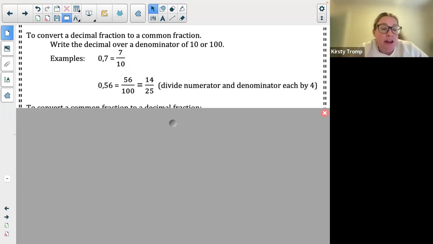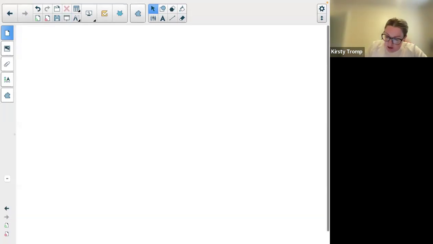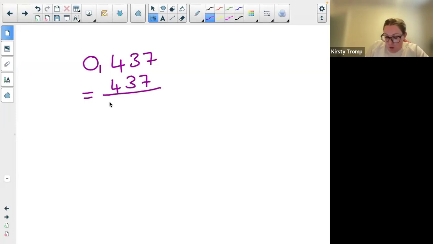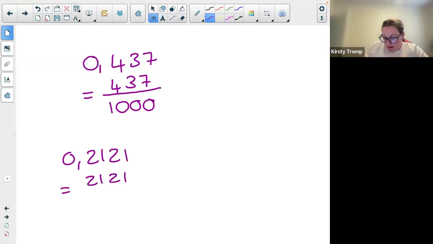Okay, Lorena's saying, how about 3 decimals? So Lorena, Mateo's already answered you, but let's give you an example. If we had a number that was 0.437, then that would be the same as saying 437 over 1,000. What about if it had 4 decimals? What if it was 0.2121? Then it would be 2121 over 10,000.